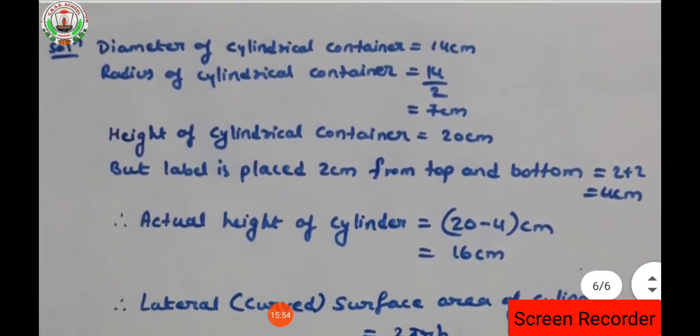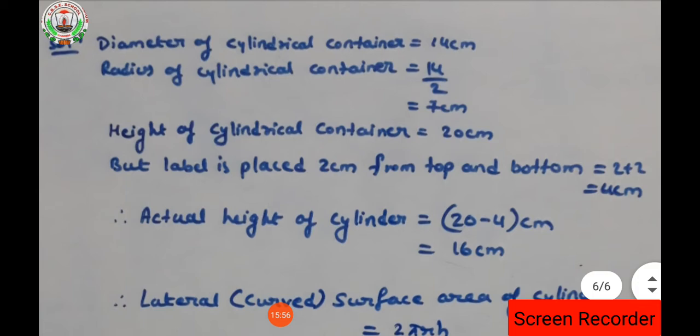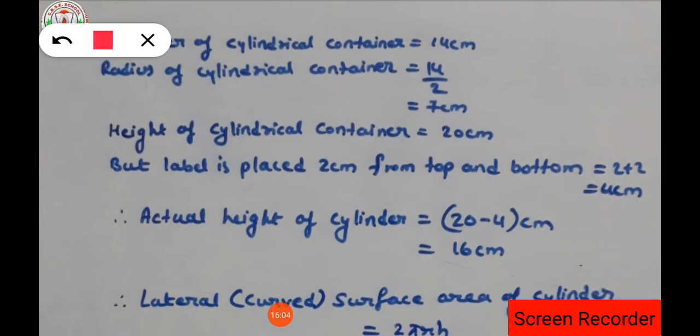Now the last question of the exercise. Here it is given a diameter of a cylindrical container. Okay, let me explain the question. A milk powder is there. It is in the shape of a cylinder. The height and the diameter, everything is given.